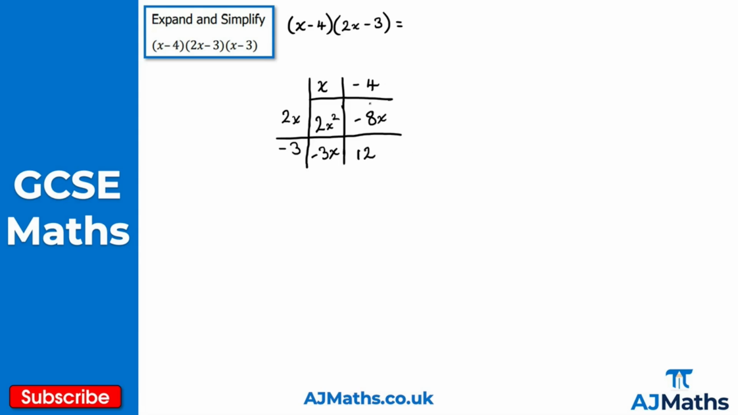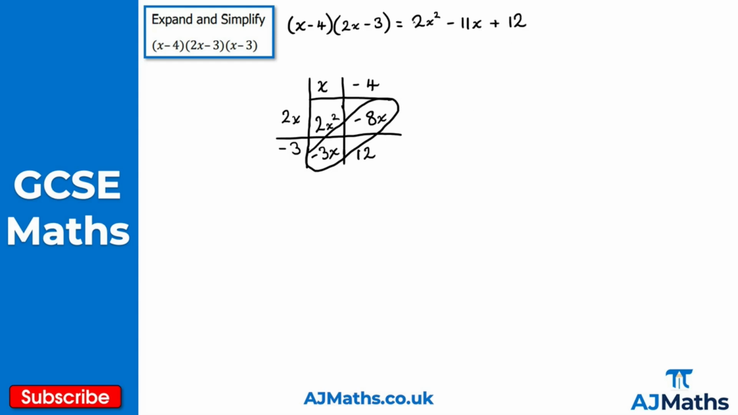So now if we simplify this, I've got 2x squared. We've then got minus 3x, minus 8x there, which is going to give me minus 11x, and then finally positive 12 there. We get plus 12 at the very end.